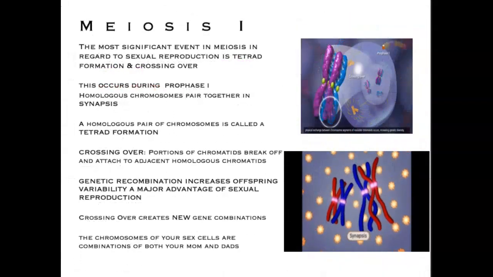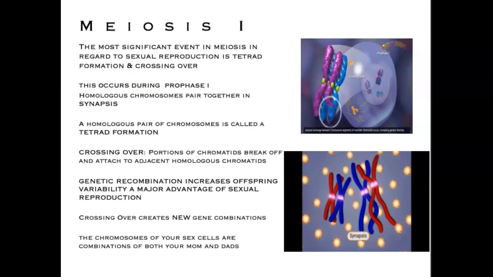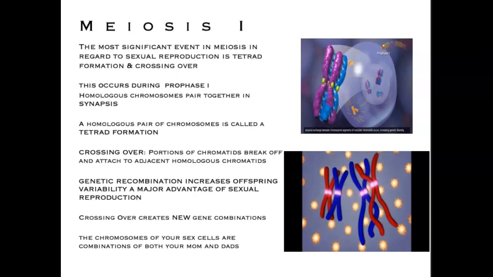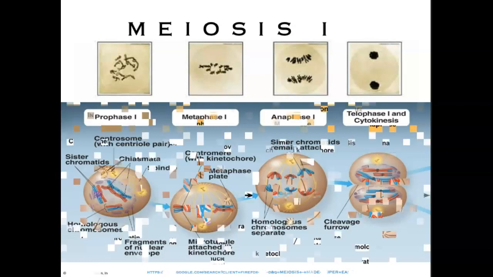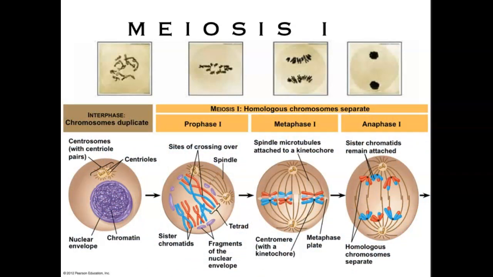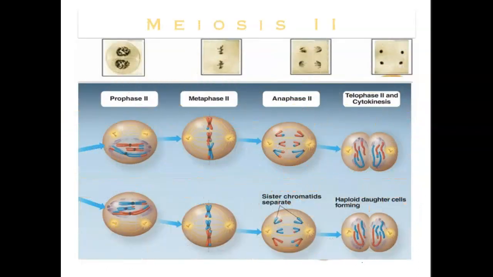You're still going to have cytokinesis in meiosis 1, and you're also then going to have the division of the 1 cell into 2 cells. There is meiosis 1. There's an overview of it. Prophase 1, metaphase 1, anaphase 1, telophase 1. There's another picture of interphase, and then prophase 1, metaphase 1, anaphase 1.